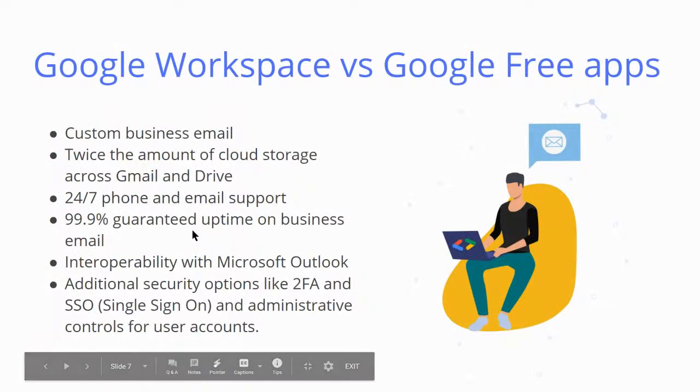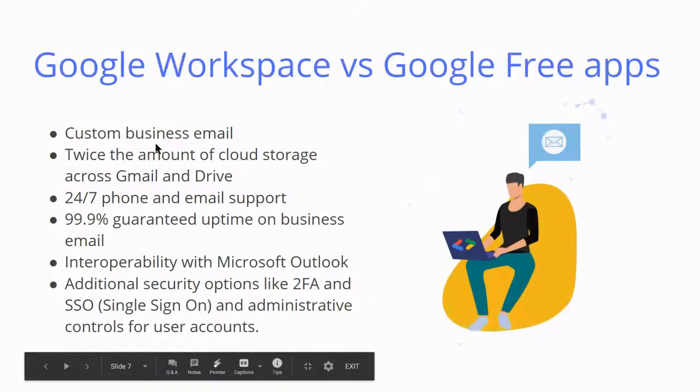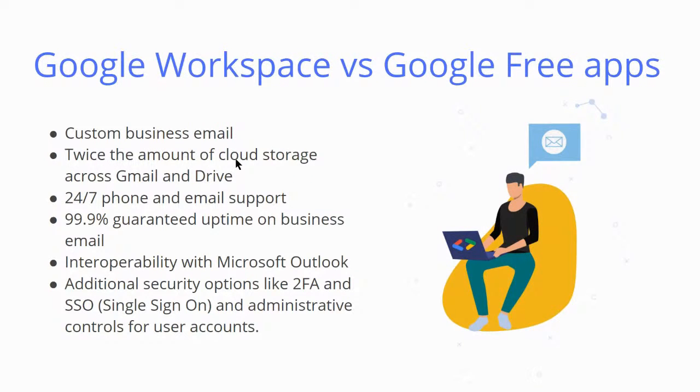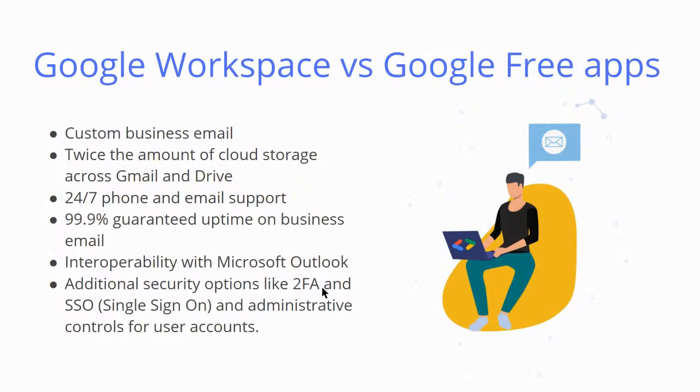So, a lot of people ask, what is the difference between Google Workspace versus Google free apps? Depending on the tier level you subscribe in, Google Workspace offers a variety of features. From business starter to enterprise, you'll be able to receive a number of additional business-grade services not included with Google's free consumer apps. Some of those services include these ones: custom business email, twice the amount of cloud storage across Gmail and Drive, 24/7 phone and email support, 99% guaranteed uptime on business email, interoperability with Microsoft Outlook, and additional security options like two-factor authentication and single sign-on, with administrative controls for user accounts.